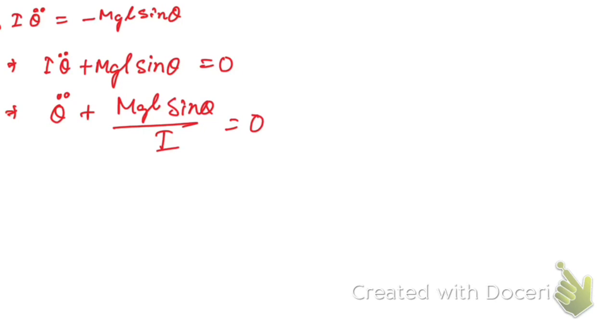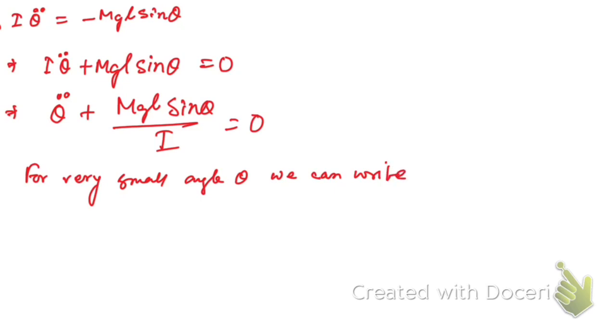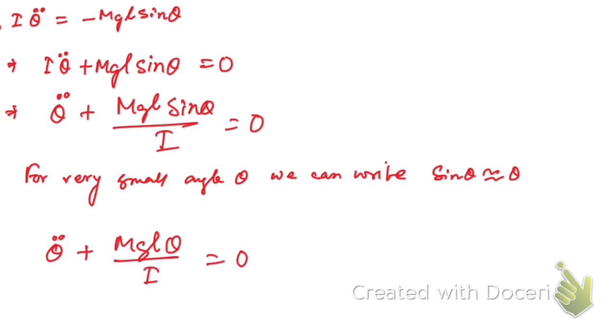Now you see, for a very small angle of oscillation, for very small angle theta, we can write sin theta is approximately equal to theta. That's why this equation becomes theta double dot plus mgl theta by I is equal to 0. So this is the equation of motion of a compound pendulum.